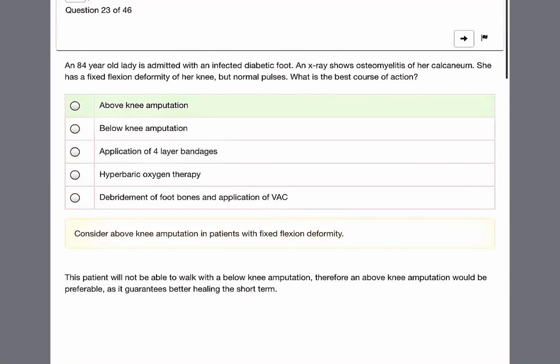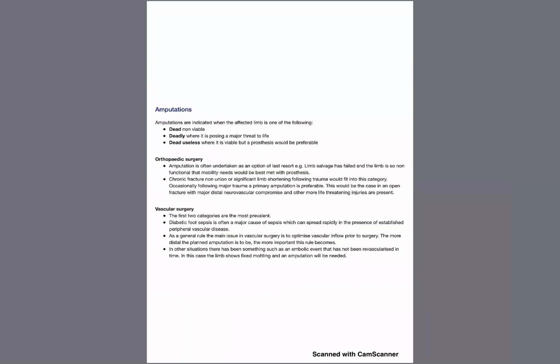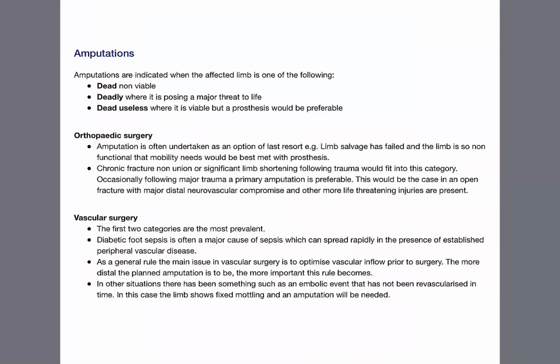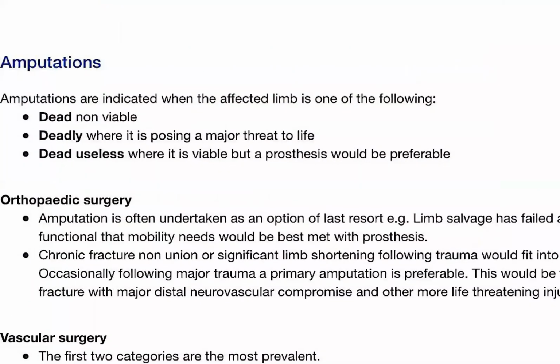Here it has changed: fixed flexion deformity, and has a normal pulse. Last time, normal runoff. So both of them have no problem, but the limb is useless. So amputation, an above-knee amputation, is the best solution for her. This is very nice about amputation. Put it in mind.